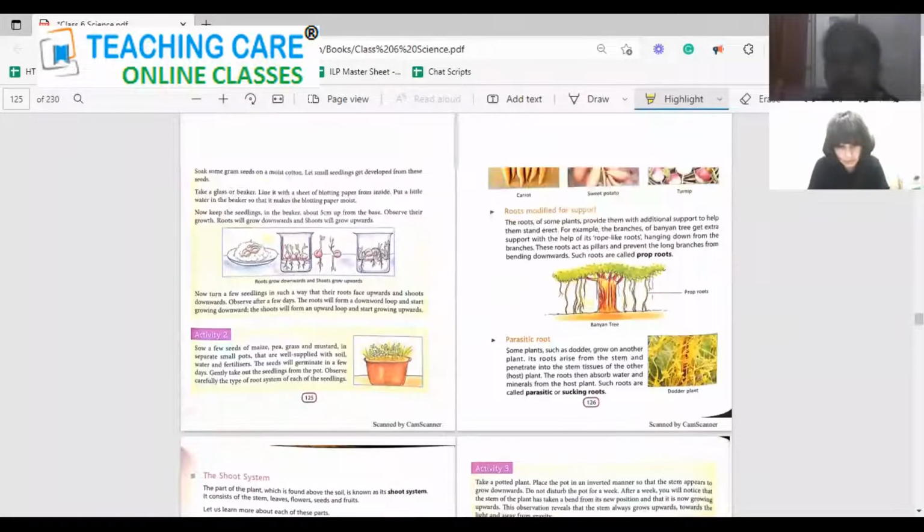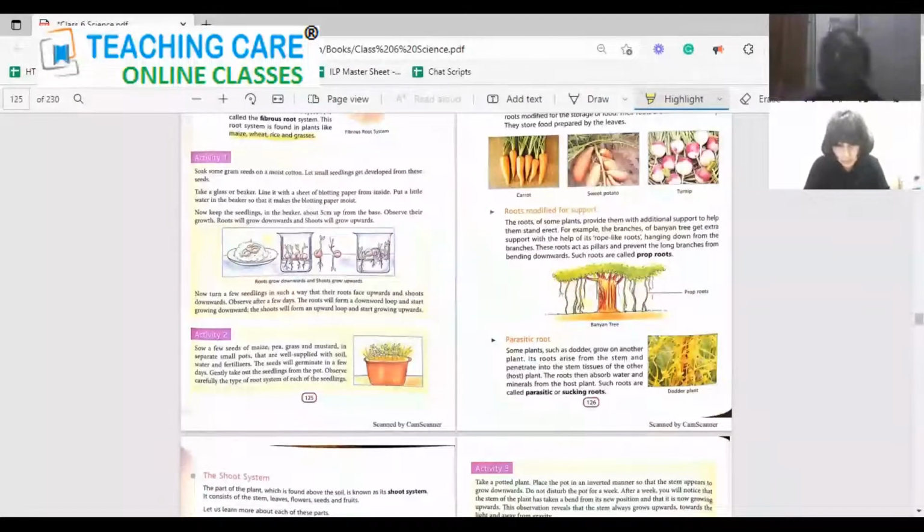Now we saw about the root system. There were two main kinds of root system. What are they? Ma'am, root system is classified into two major methods: taproot system and fibrous root system. Very good. We saw a few examples. Can you give some examples for taproot? Ma'am, bean, gram. And fibrous root? Ma'am, wheat, rice, grass. Very good.